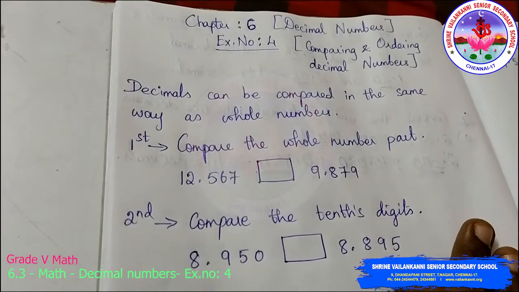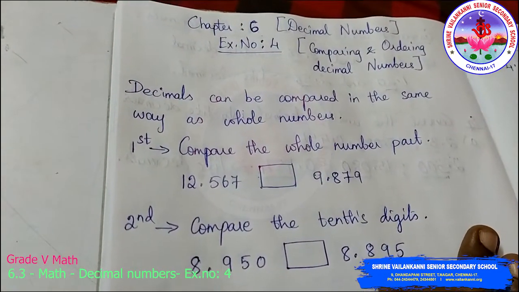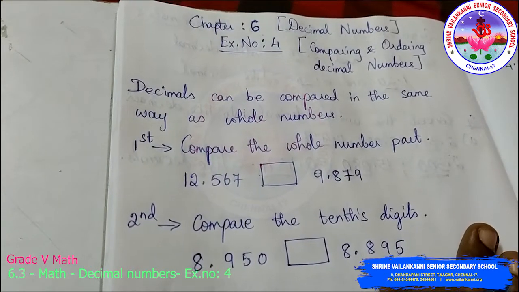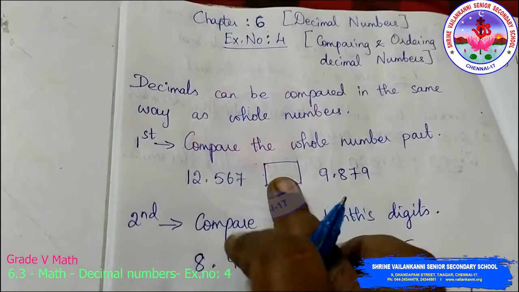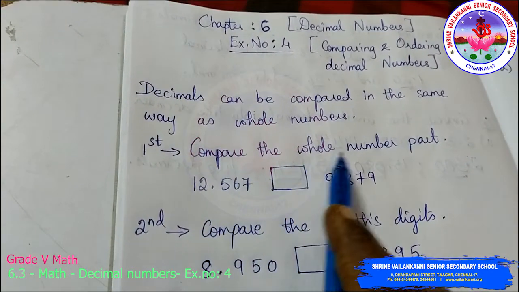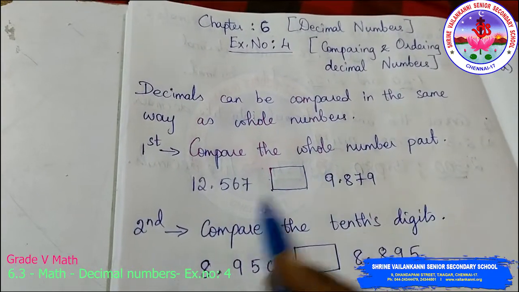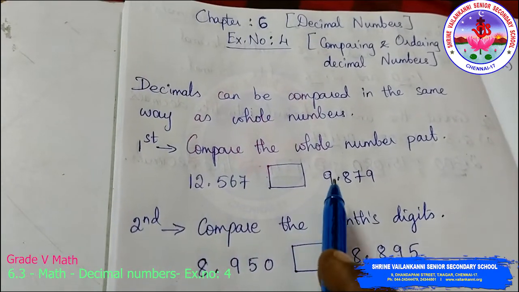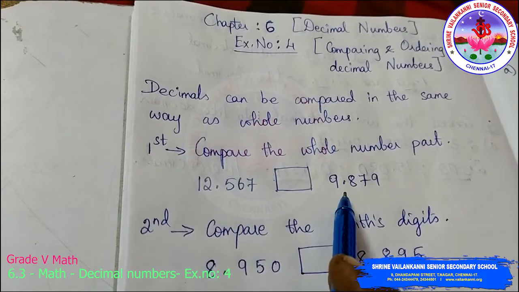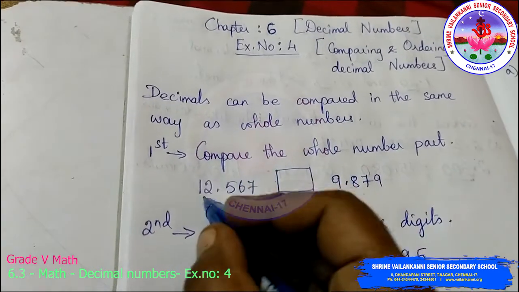Decimal numbers can be compared in the same way as we compare whole numbers, no? In the same manner only, we are going to compare. So the first step: compare the whole number part. See, here I have given two decimal numbers. Always, when you are comparing any decimal numbers, compare the whole number.